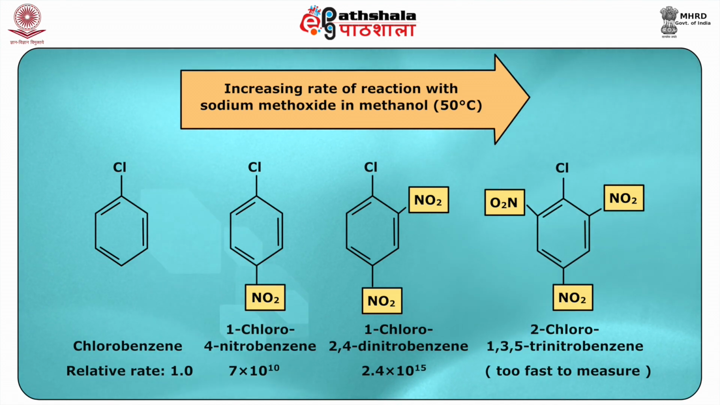Now if all the positions, that means 2 ortho and 1 para position, are occupied by electron withdrawing groups such as nitro, that is 2, 4 and 6, lastly, if 2,4,6-trinitrochlorobenzene is considered, then the reaction rate is too fast to be measured. So you can imagine the effect of electron withdrawing groups on the rate of reaction when particular reaction conditions are specified towards aromatic nucleophilic substitution.